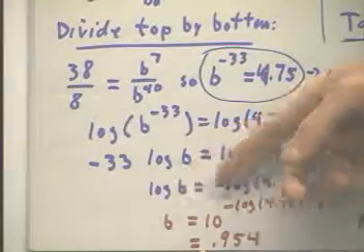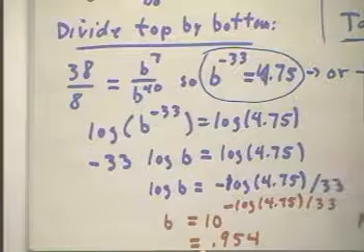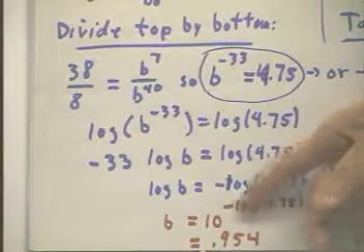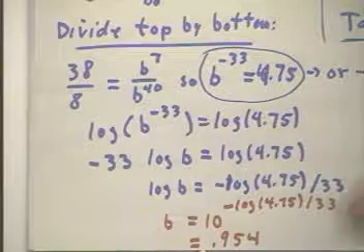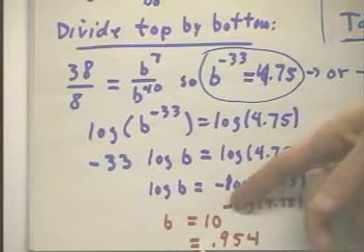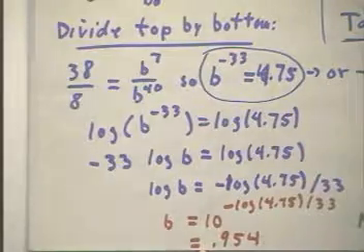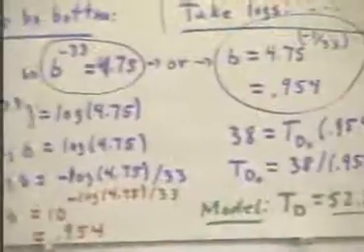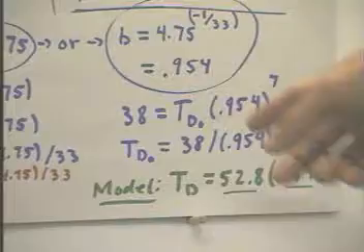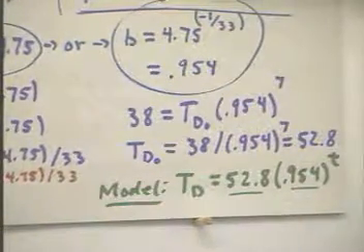And then we use the inverse function property. If the log of b equals something, then b equals 10 raised to that thing, so this becomes the power: 10 to the negative log 4.75 over 33. This is just a number that we can calculate, and we get 0.954, in agreement with what we got over here, and that's certainly not going to affect anything from this stage on. So there are two ways to get to 0.954. Neither one of them particularly difficult.